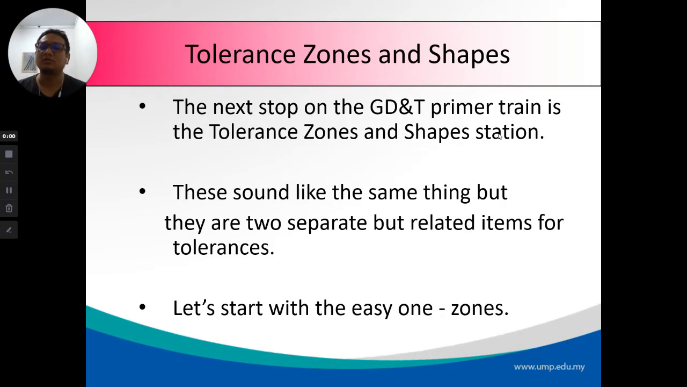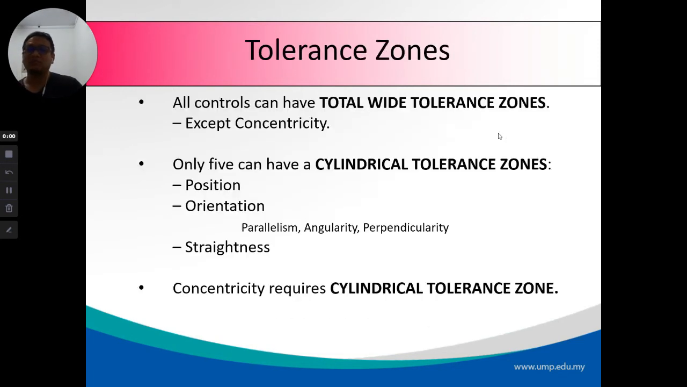The next stop of the GD&T primer train is the tolerance zone and shape station. These sound like the same thing, but they are two different things. Let's start with the easy one, the zone. All controls have a total wide zone tolerance except for concentricity. Only five can have a cylindrical tolerance zone: position, straightness, parallelism, angularity, and perpendicularity.